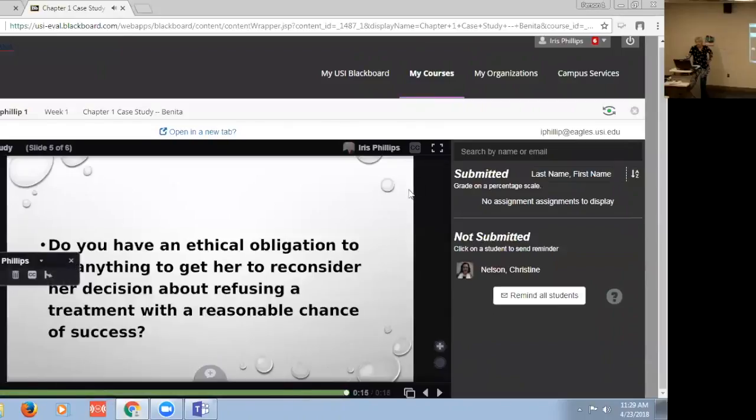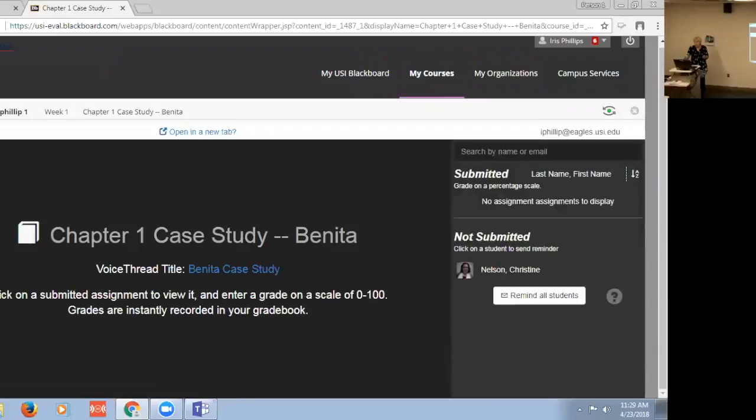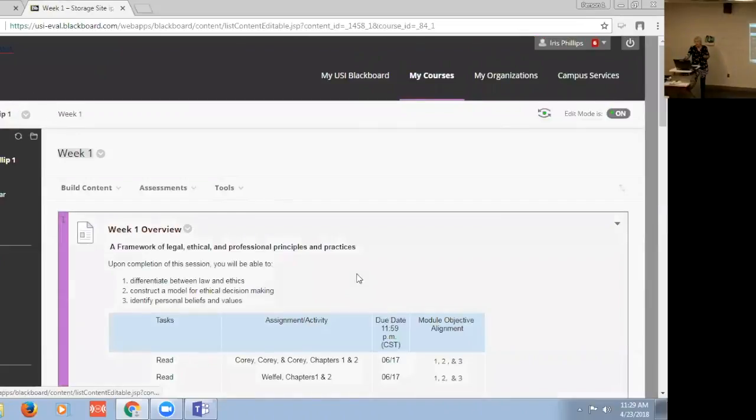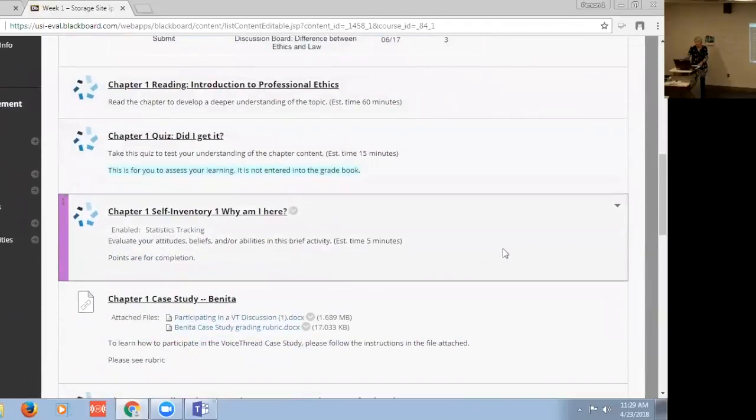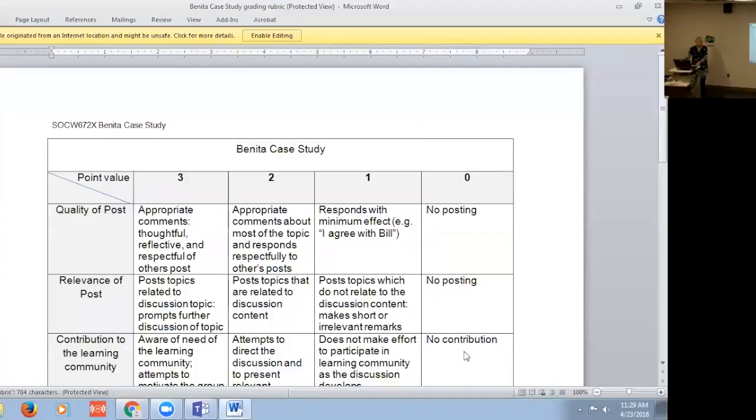So throughout this, I'm asking questions that I want them to talk about and discuss, as opposed to just the voice thread. And that has a rubric. In the voice threads, the discussion board uses the rubric.